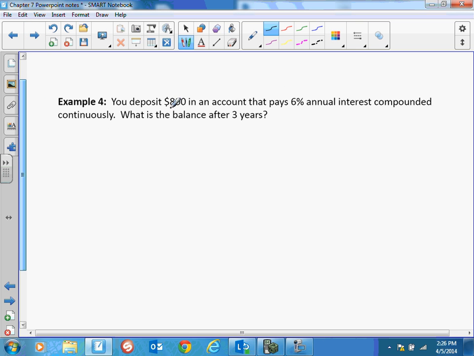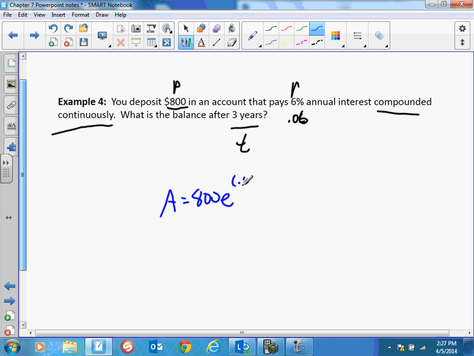So it says you deposit $800, which is your principal, in an account that pays 6%, which is your rate, which you're going to write as 0.06 later. Got to change to a decimal. Annual interest compounding continuously, so we know we're going to use that formula. What is the balance after 3 years, which is your t. Okay, so we're just going to plug that into our formula. We're going to do the amount equals the principal, which is $800, e to the power of r, which is 0.06. We're going to put this in parentheses, times your t, which is 3 years.